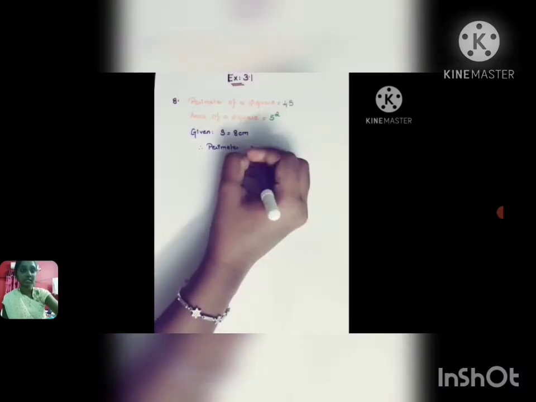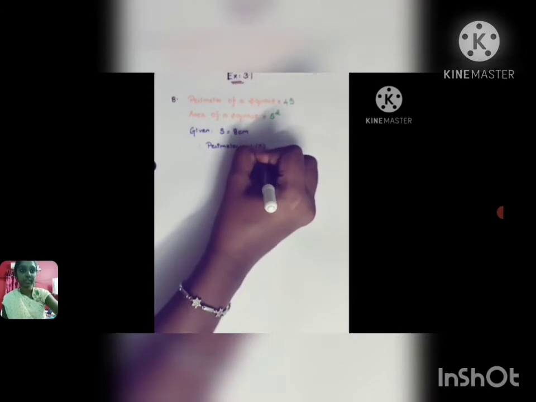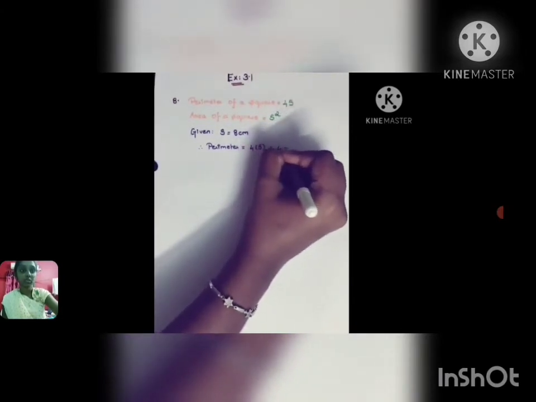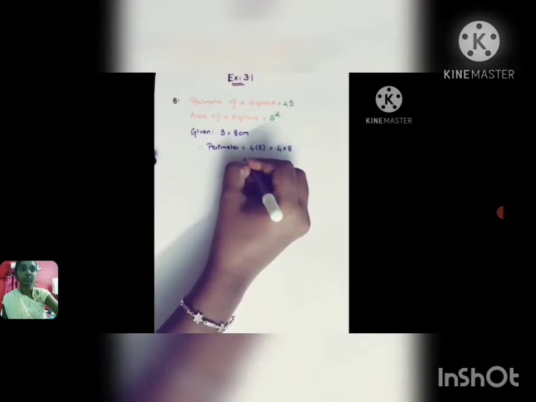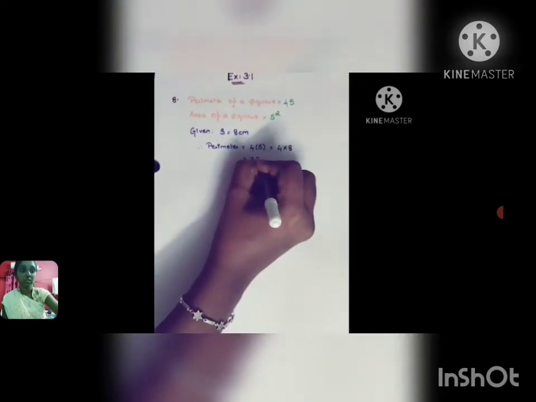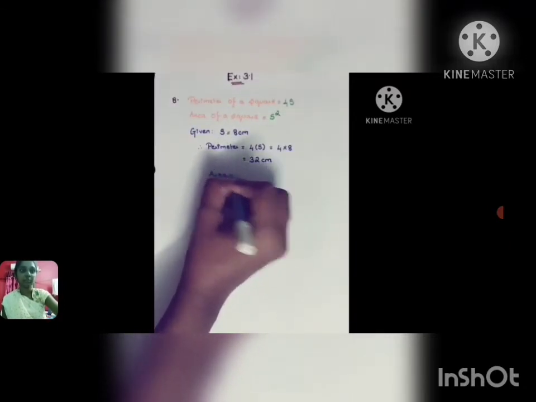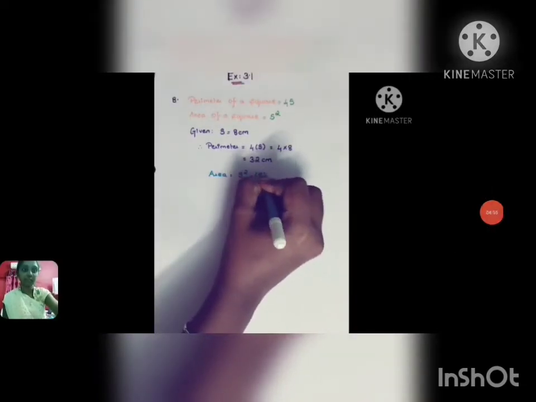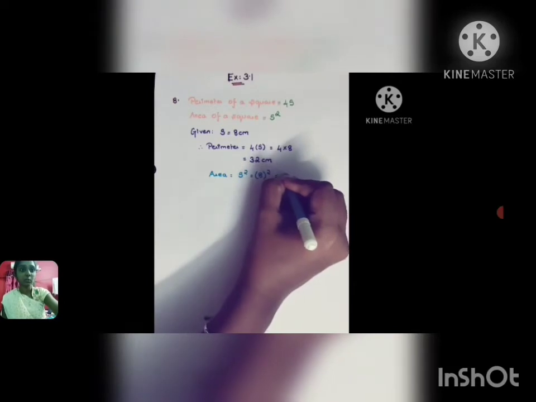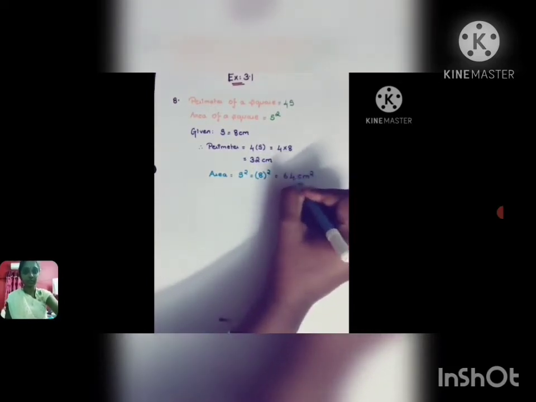So now, how do you find the perimeter? The perimeter can be found by multiplying the length of the side of the square by 4. That is 4 into 8, which is equal to 32 centimeter. Now, how do we find the area of a square? The formula for the area of the square is square of its side. That is square of 8, which is equal to 64 centimeter square.